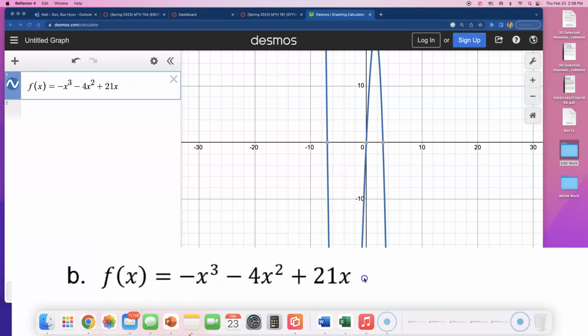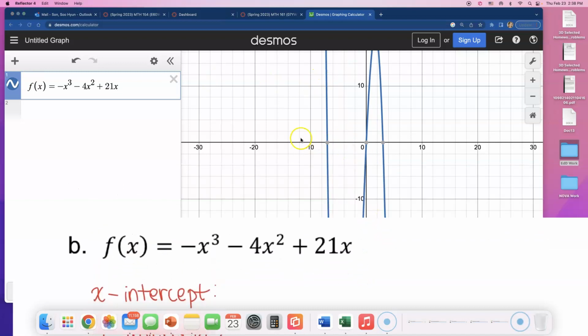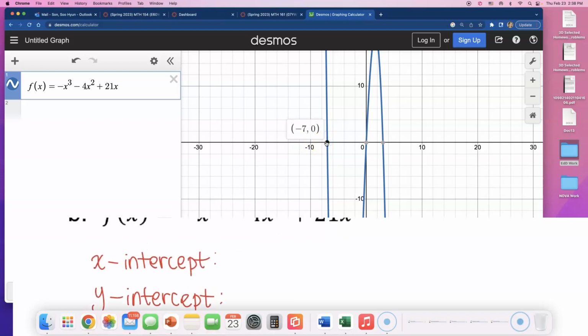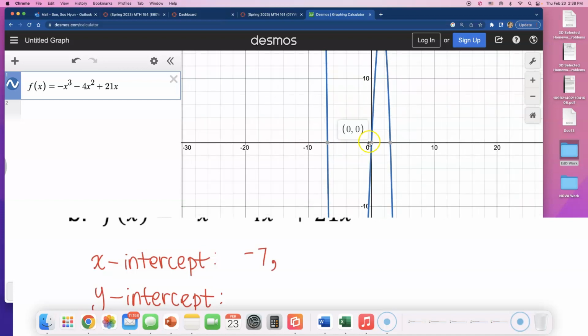So I got a graph. It looks like this graph is touching the x-axis at negative 7. I'll write these down, okay? Negative 7, 0, and 3. So this graph has 3 x-intercepts.